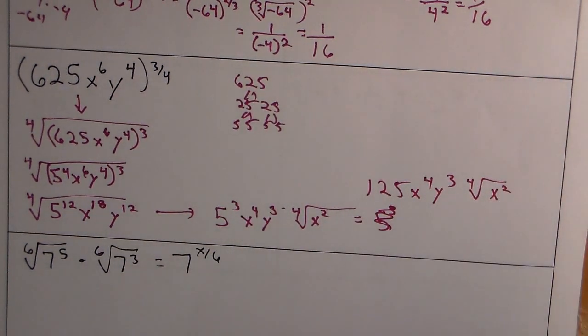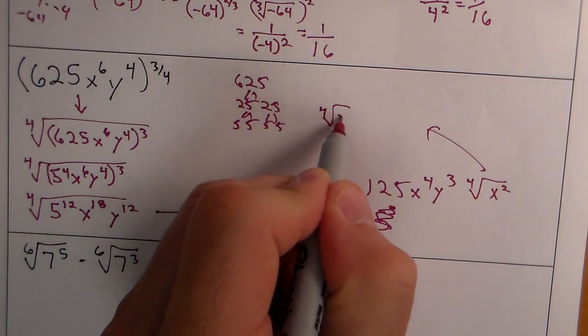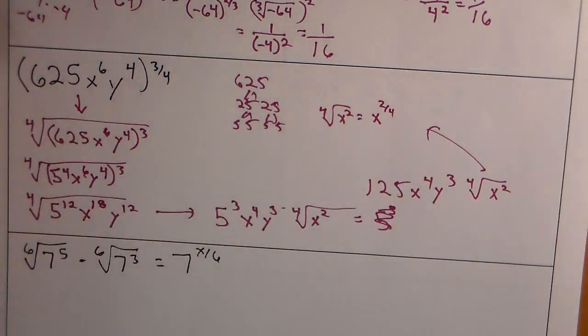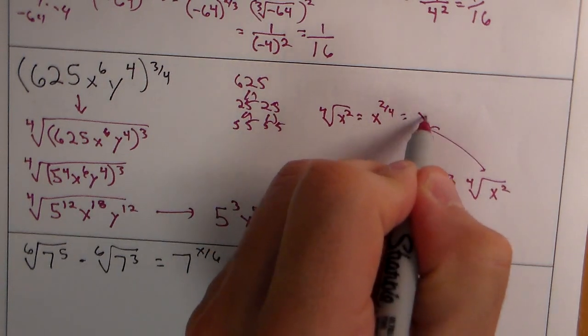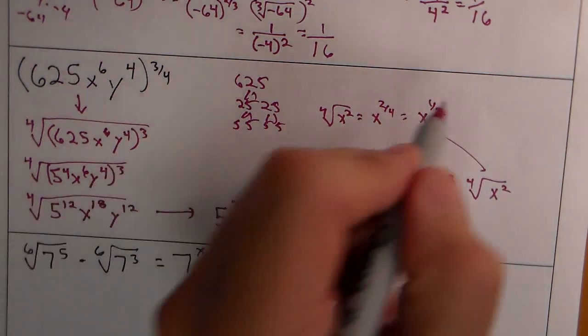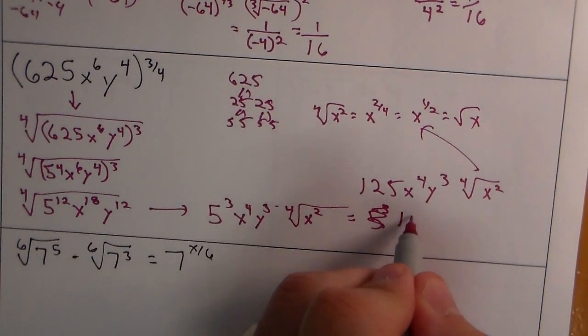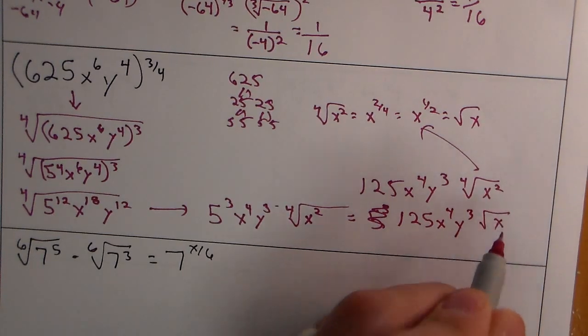Now normally that answer would be good, but we can actually go a little bit further. If I jump over at the side here, the 4th root of x squared is x to the 2/4, which we saw earlier. We can change it to the exponential. Well, reduce that fraction and it's x to the 1/2. So it should actually be the square root of x. So that's the last thing we'll do. 125 x to the 4th, y to the 3rd, square root x.